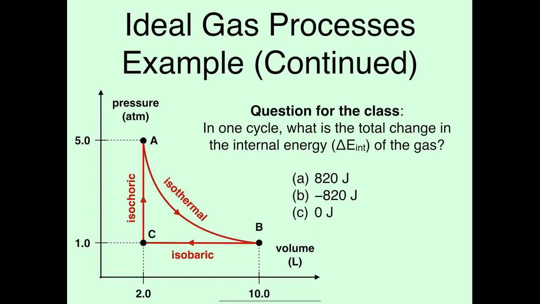So what we found is that if you follow a cycle where you end up right back where you started at the beginning, the total internal energy change is going to have to be 0.